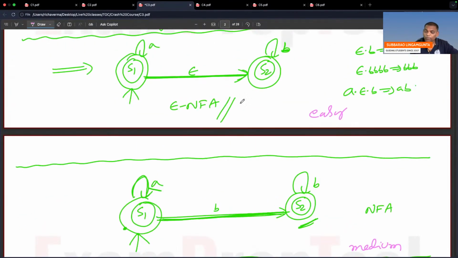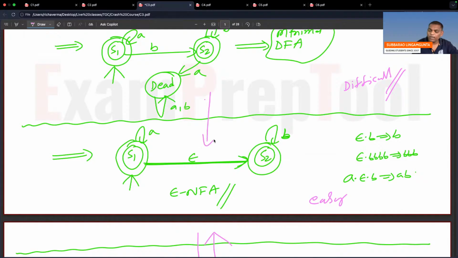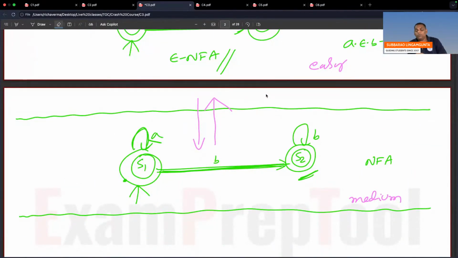And one more thing, remember, epsilon NFA possible means NFA also possible. NFA possible means epsilon NFA also possible. All three having the same power. Different ways of representation. In Hindi language, something possible means English also possible. In the English language, something possible means Tamil language also possible, Bengali language also possible. Different ways of saying. So all three having same power.